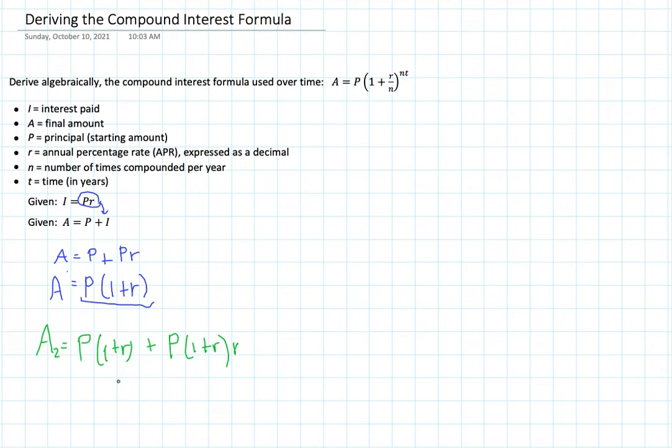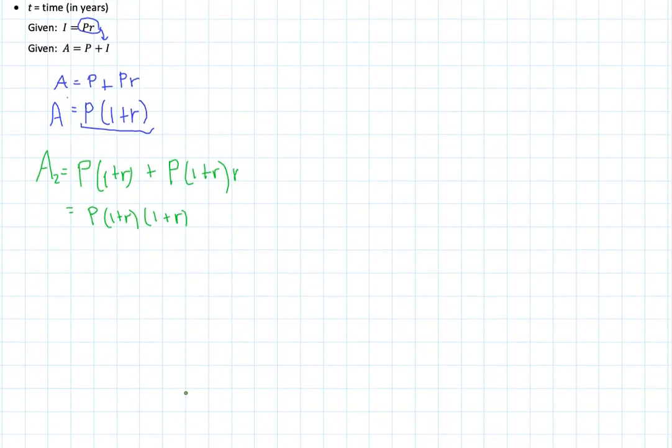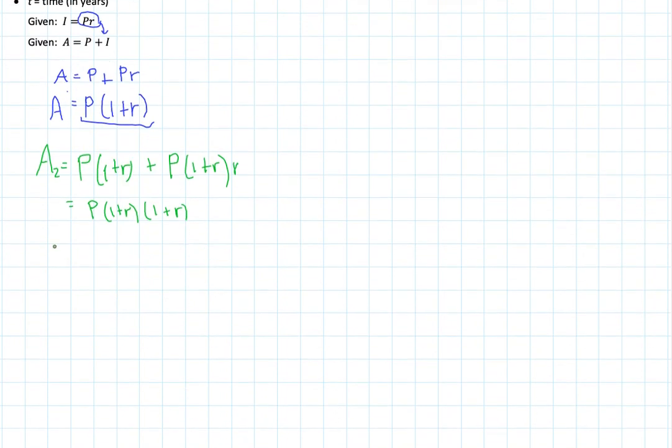So we will, again, make this look a little different by factoring out this common factor of P times 1 plus R. And then we're left with 1 plus R. So I'll rewrite that, and it looks like P times 1 plus R, but that quantity is squared. Okay, so that's the second time that we add interest on a principal.